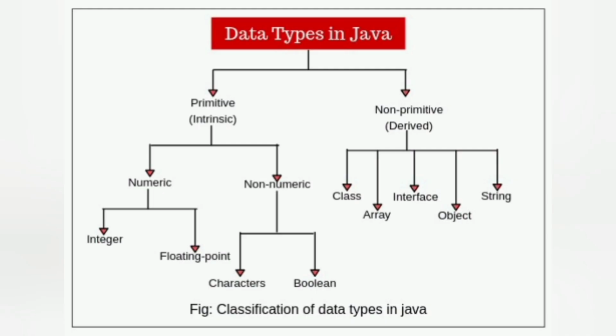Now we'll see the data types in Java. Data type specifies the different sizes and values that can be stored in the variable. There are two types, one is primitive and the other is non-primitive. Primitive data types include boolean, char, byte, short, int, long, float, and double. Non-primitive data types contain classes, interfaces, and arrays.